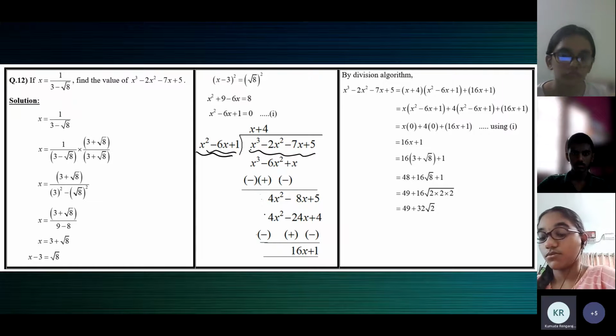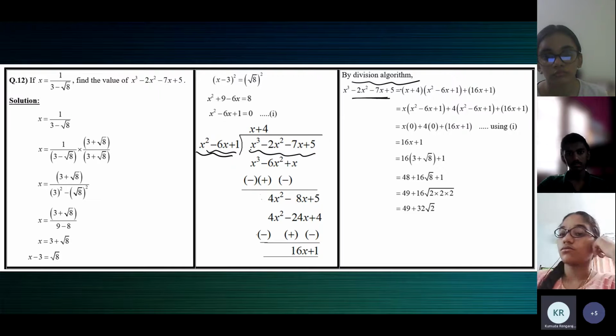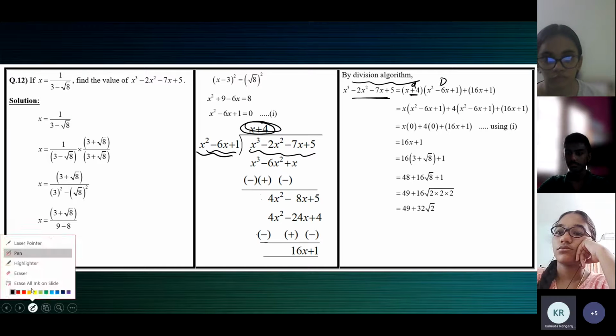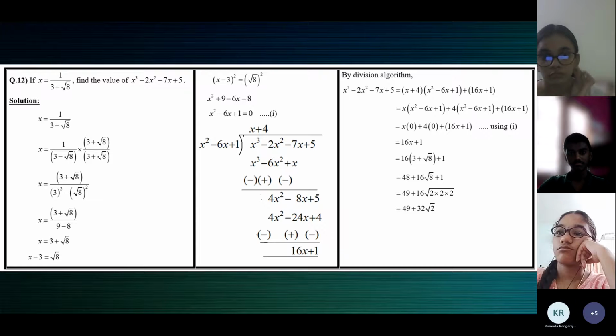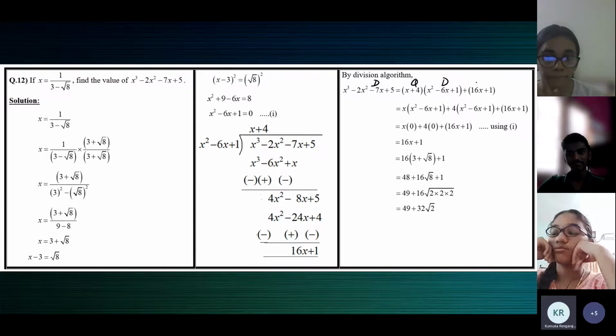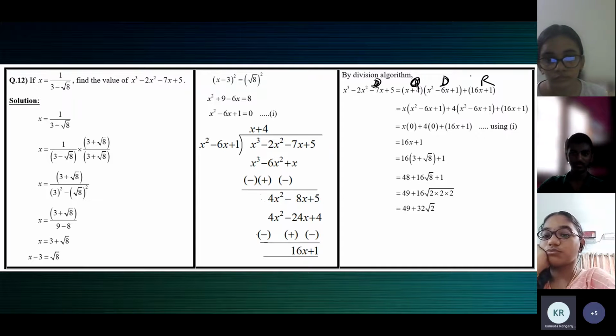I'll tell you the long division. Then once you're done with the long division, use the division algorithm. Dividend is equal to divisor. Can you see the divisor? I've written the quotient here. This is the divisor. This is the quotient. I've written the quotient first, but anything is fine, divisor into quotient, quotient into divisor. This is the dividend, quotient, divisor, remainder. Dividend is equal to divisor into quotient plus the remainder.